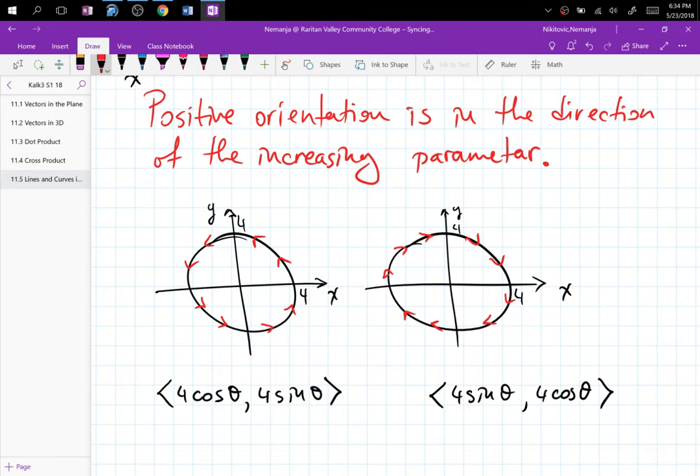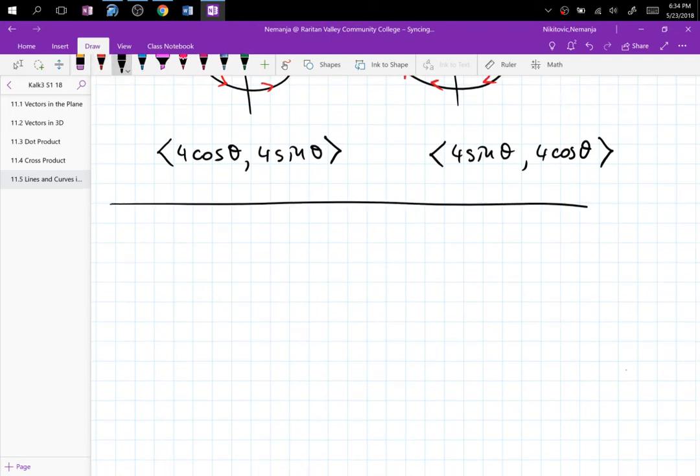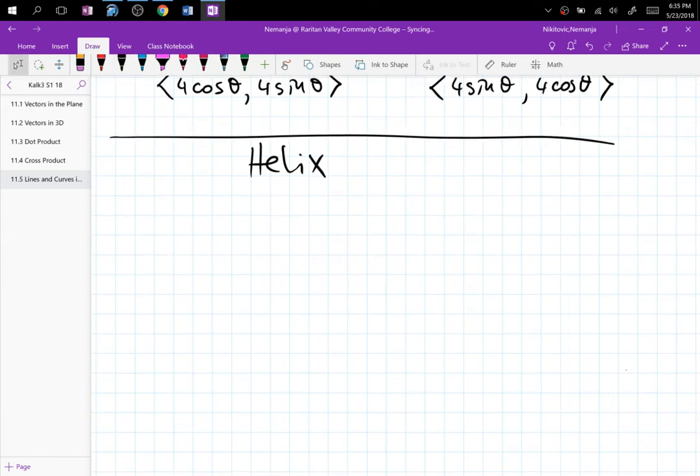That's the power of parametrization. It is going to give you more than just what your functions are. It's going to give you this orientation. So we are going to have that. Now, helix. Helix is a spring.